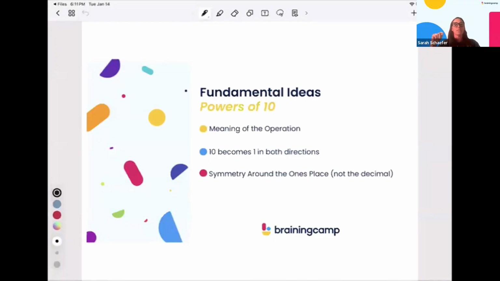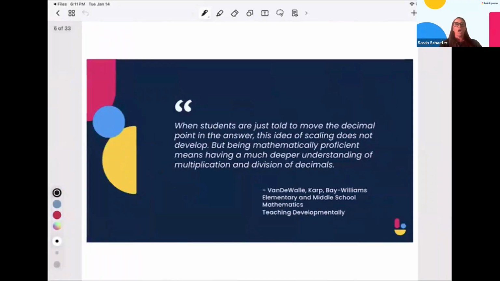And tonight, if you leave with nothing more, I want you to think about, is the decimal point really moving? It's not the decimal point that's moving, and we've got to get away from that. The decimal point is staying, and it's the digits that are moving in order to get this idea of scaling. So tonight, I'm really going to focus on that decimal point, and we're going to look at the idea of scaling when we're talking about multiplication and that digit as well.